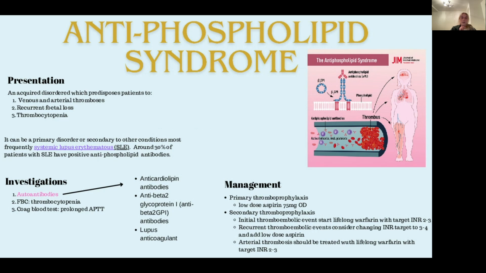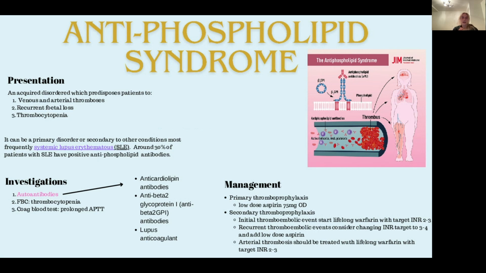If they then develop a blood clot on this treatment, so they've been on warfarin but then re-present with a blood clot, then we need to consider changing their INR target to 3 to 4. We need their blood to be a bit thinner. And we can also add in low-dose aspirin at 75 milligrams once daily. If they've presented with an arterial thrombus, it would just be lifelong treatment with an INR target of 2 to 3.